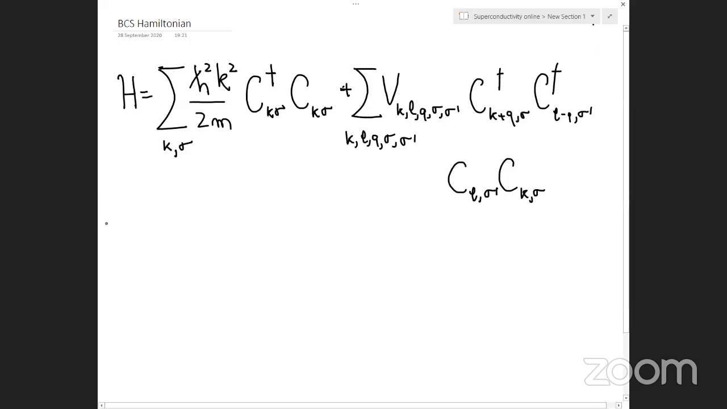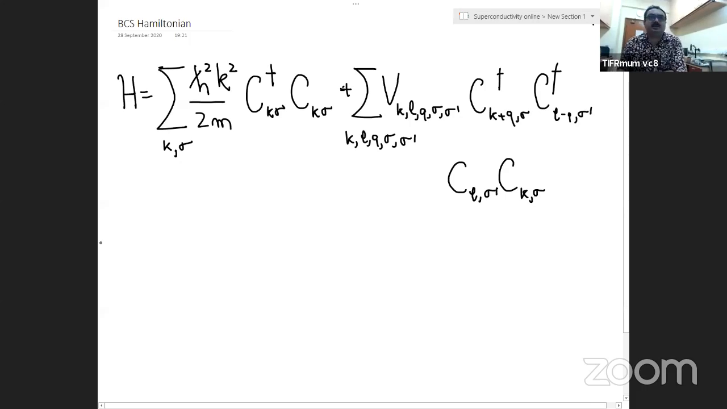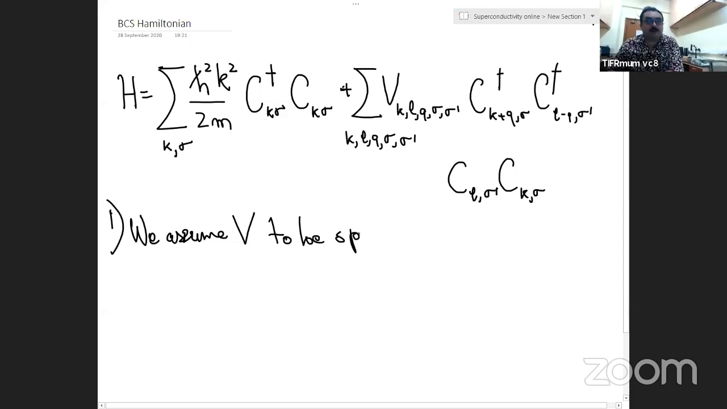So now from this, of course, this is a Hamiltonian that just looks good on paper. One cannot solve it. It's just too complicated. So we will keep only the ingredient that is useful for superconductivity. So first we assume V, I'm not putting all these indices, V to be spin independent.